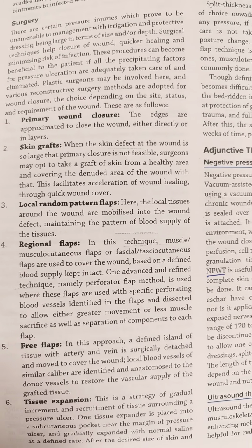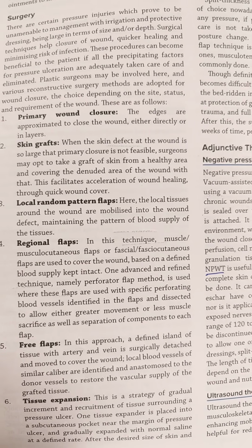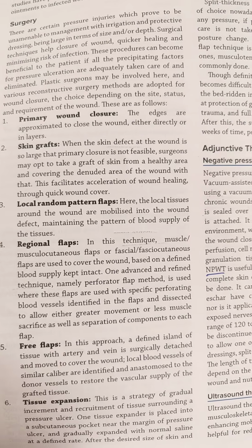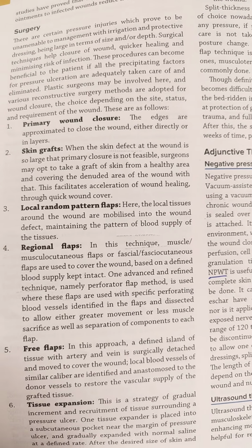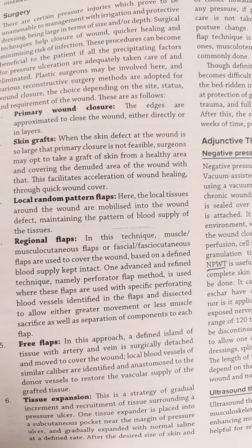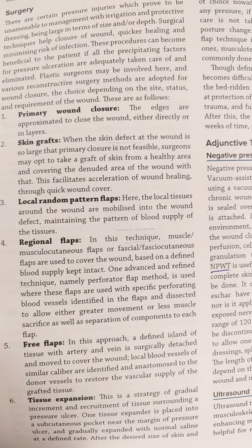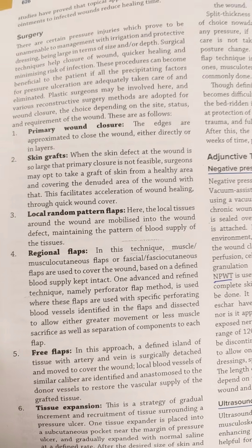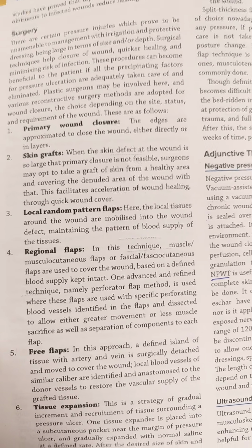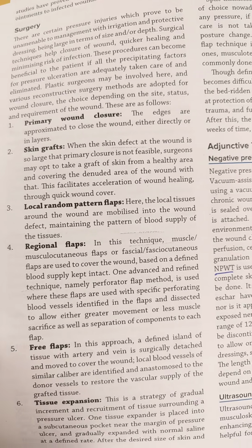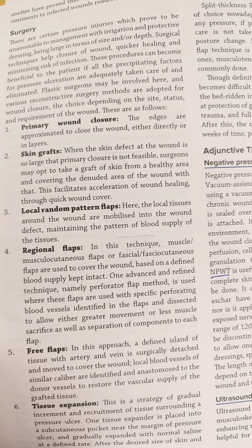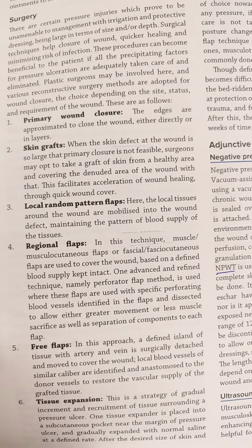In pressure injury surgeries, primary wound closure: edges are approximated to close the wound either directly or in layers. Skin graft: when the skin defect or wound is large and primary closure is not feasible, surgeons take a graft of skin from a healthy area and cover the denuded area of the wound. This facilitates acceleration of wound healing through quick wound cover.